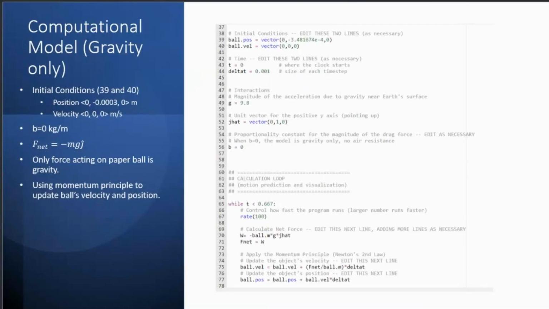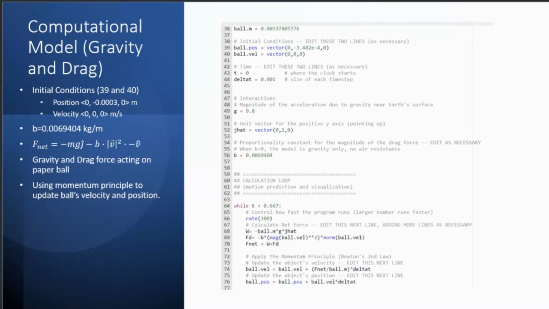In our gravity-only model, the initial position of the paper ball was negative 0.0003 meters in the y direction, which is negligible. The paper ball was initially at rest, and b was 0. The only net force in this model was gravity. To update the paper ball's velocity and position, I used the momentum principle, seen in lines 75 and 77.